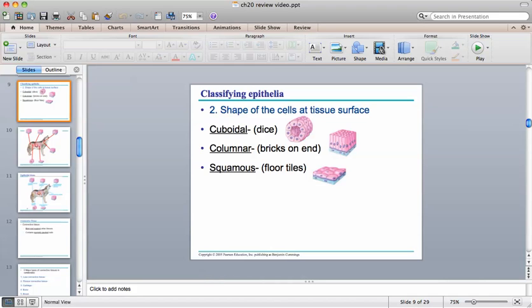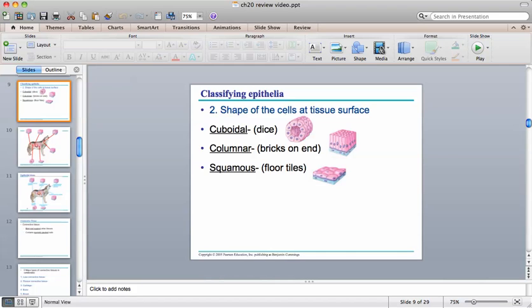If the cells at the surface, again, it's always the cells at the surface of the epithelial tissue that you look at, if they are a cube-like shape, they are cuboidal. If they are a tall, linear structure like a column, they are columnar. And if they're sort of flattened squares, they're called squamous. They kind of look like floor tiles.